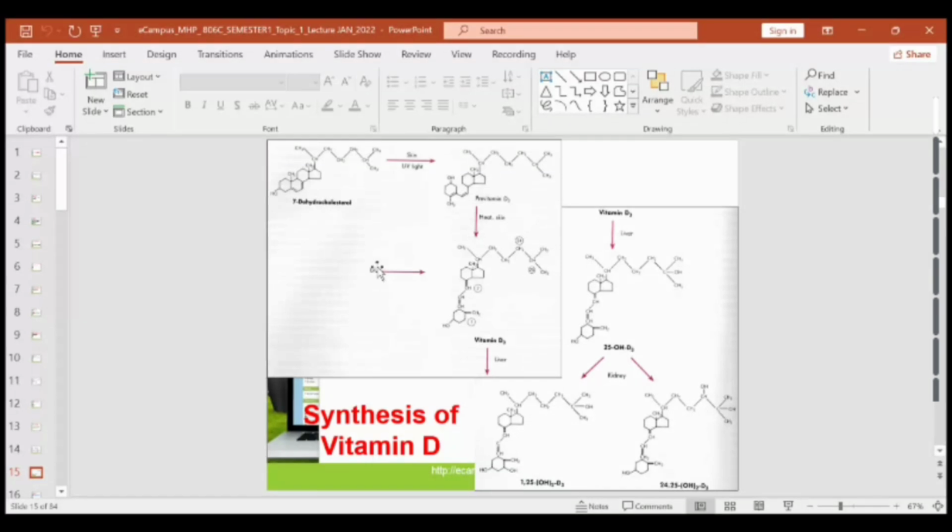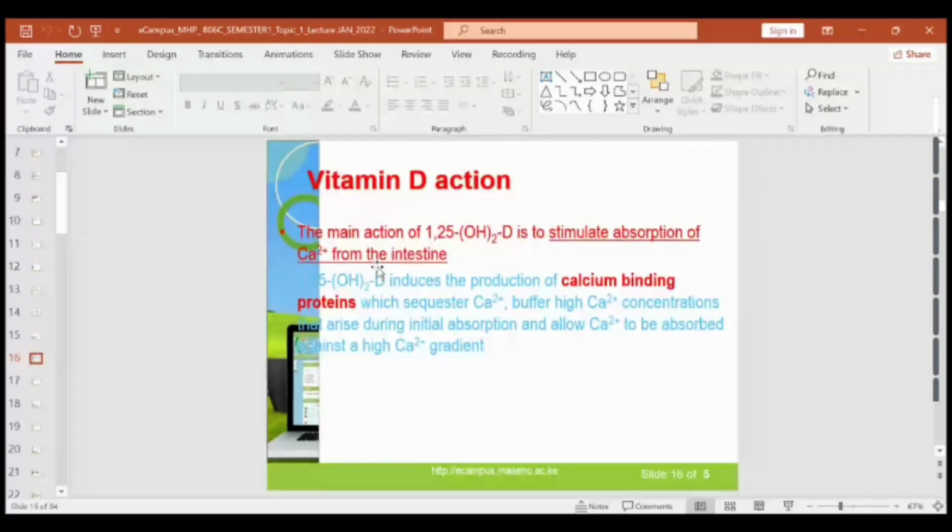So at that state, we call it the 25-hydroxycholecalciferol. And that one will be transported into the kidney. At the kidney, another hydroxyl will be added, and it becomes 1,25-dihydroxycholecalciferol, or simply the activated vitamin D3. And at that state, it becomes a hormone. So let's see quickly what that hormone does.